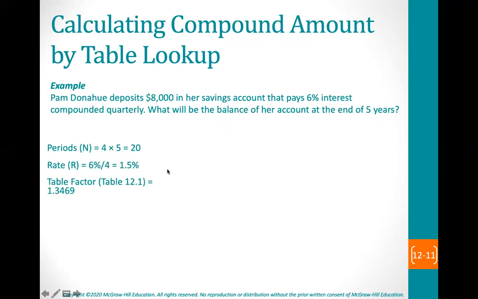When we go to the table lookup in 12.1, our table factor is 1.3469. 1.3469 times $8,000 deposited, she would have $10,775.20 in her account at the end of 5 years.